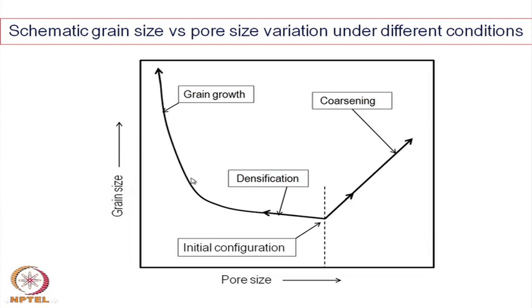Okay. So, you have a correlation between pore size and grain size as well as grain size and theoretical density, what we have discussed earlier. So, our objective is to avoid this coarsening of the particles before it actually gets sintered.